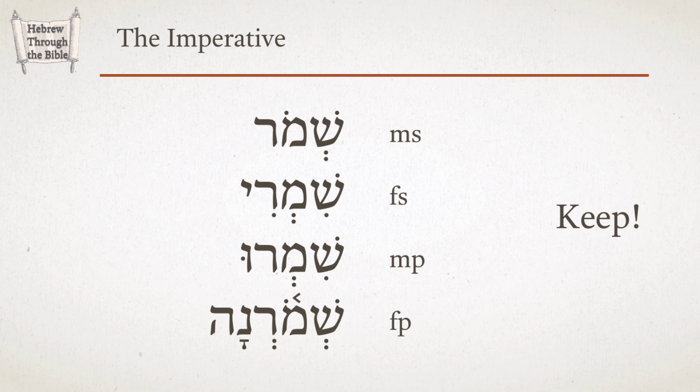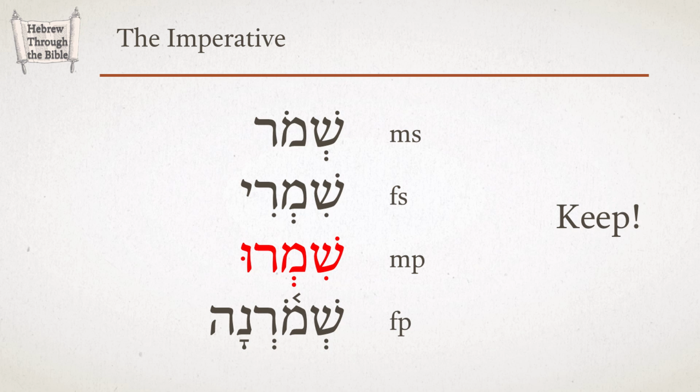There are 4 forms, depending on whether you are speaking to one man, one woman, or a group of men, or a group of women. If you are giving a command to one man, you say shemor, keep. If you are giving a command to one woman, you say shimri, keep. If you are giving a command to a group of men, you say shimru.